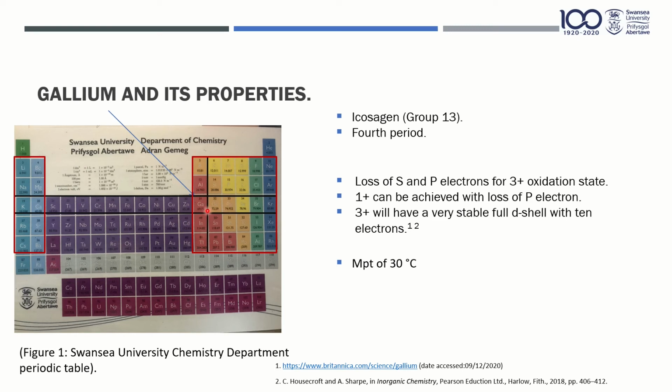The best ones it forms are with gallium and arsenic, and gallium and nitrogen, to form gallium nitride and gallium arsenide.